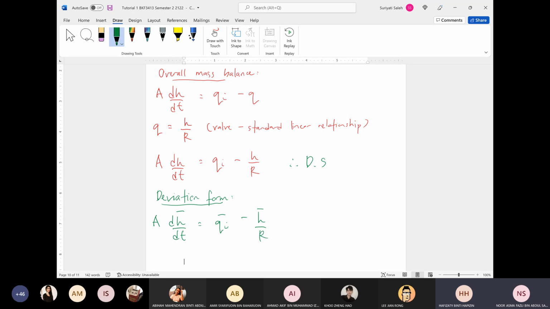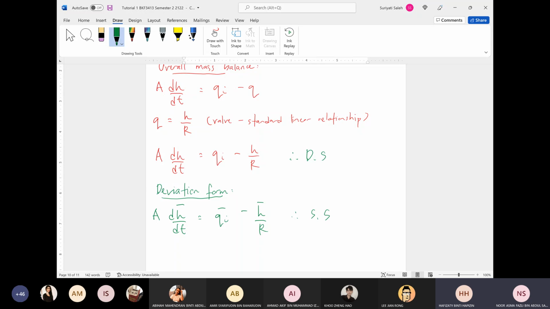If we take a look, in this case the A doesn't have any bar because it is constant. The H, of course, the level will change. The inlet, of course, will change. And then here, the R is the valve resistance. Normally, the valve resistance has a constant value, so you don't need to include the bar. This becomes your steady state equation.